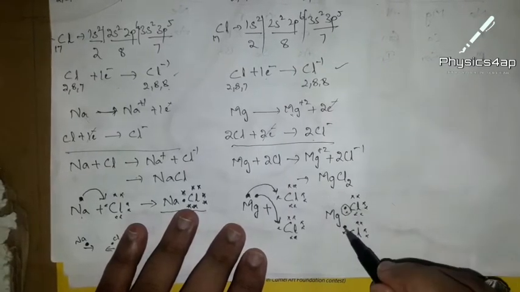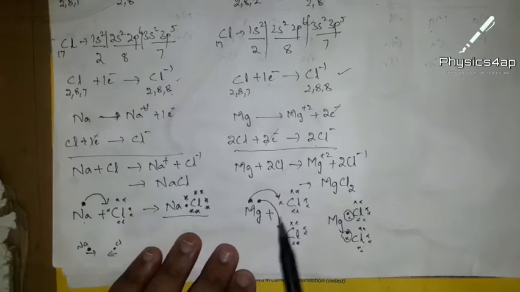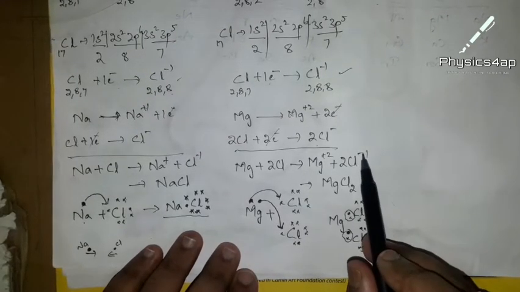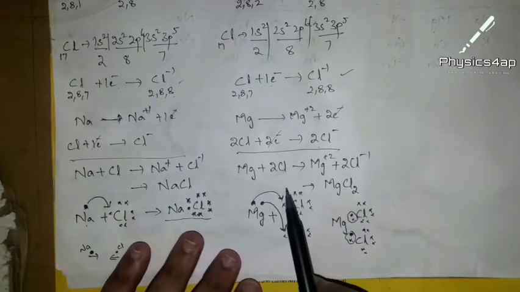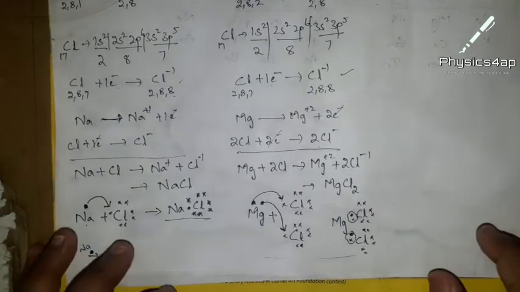See, here we have a bond between these. As two electrons have been transferred, we get Mg2+ and Cl minus, and they combine together to form an ionic bond, and what we get here is the ionic compound.